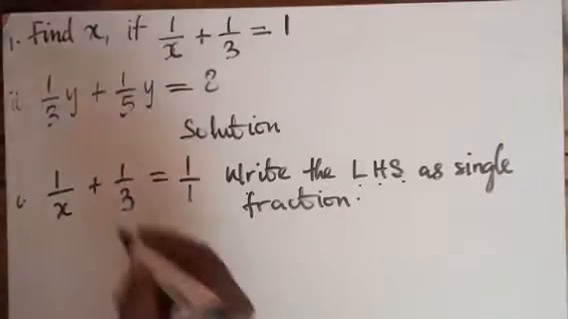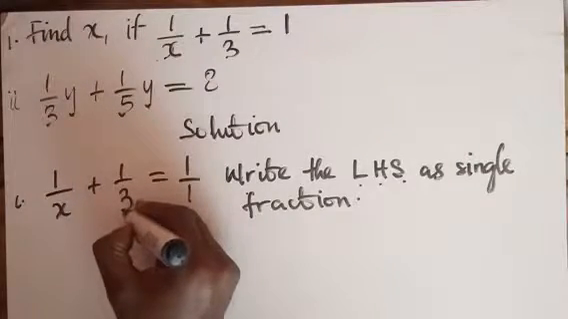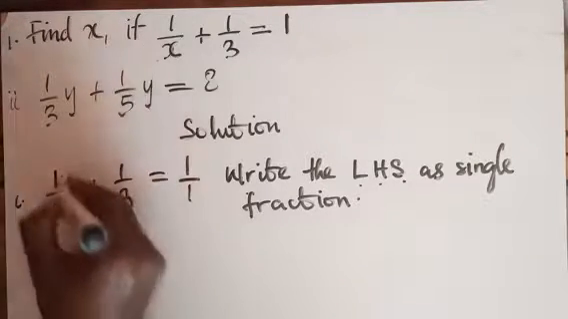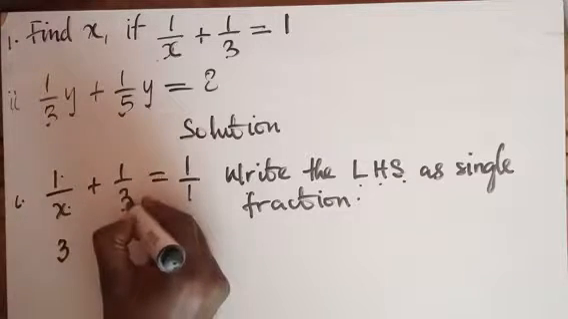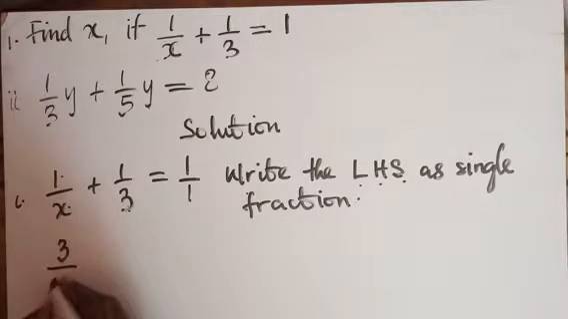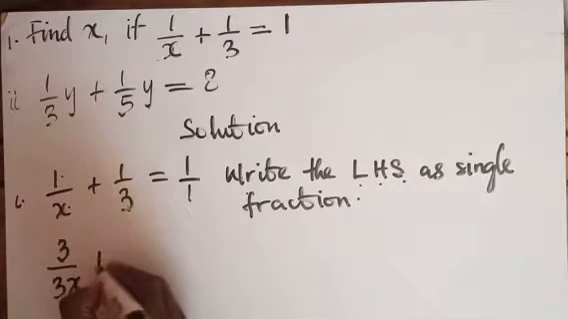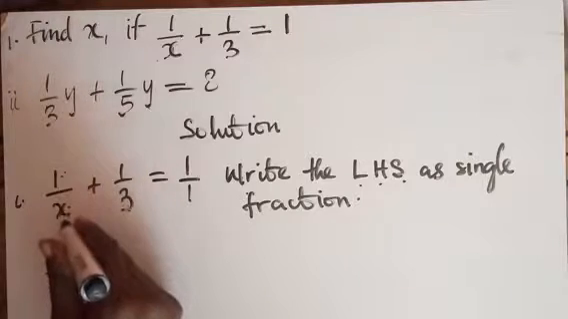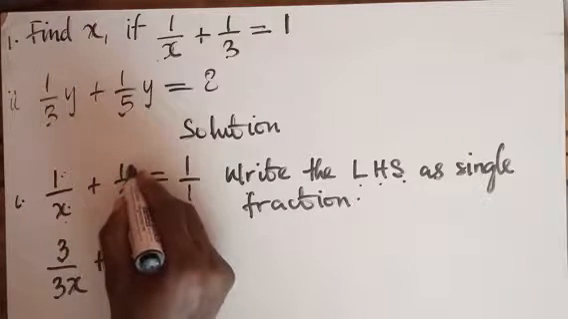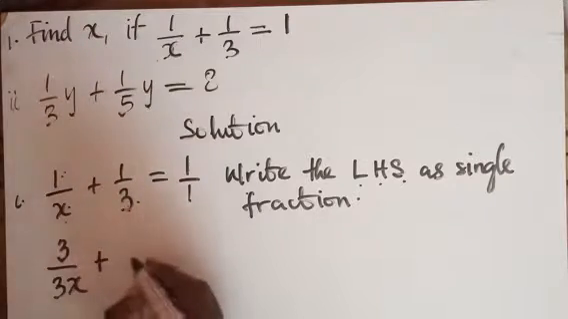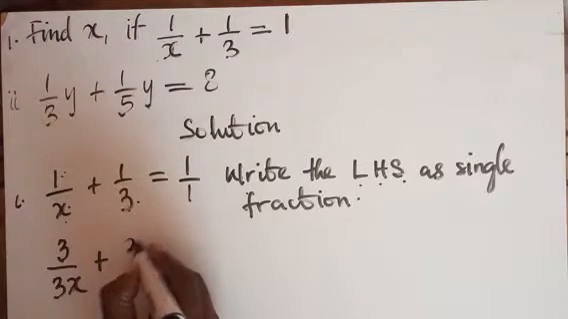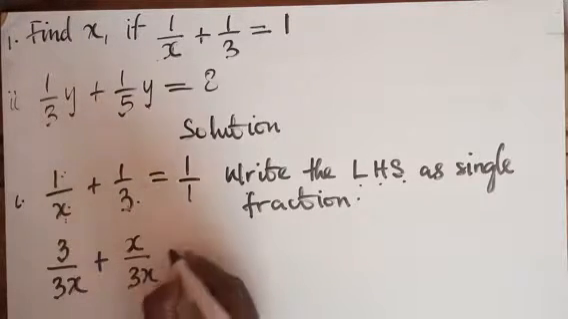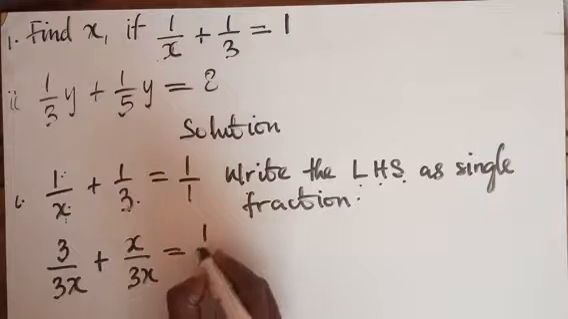So to have a common denominator, look at 3. I'll multiply 3 by the numerator and the denominator of this fraction. So 3 times 1 is 3, 3 times x is 3x, plus, the same way as I multiply here, likewise I will multiply the numerator and the denominator here by x. So x times 1 will give me x, and x times 3 will give me 3x, equals 1 over 1.